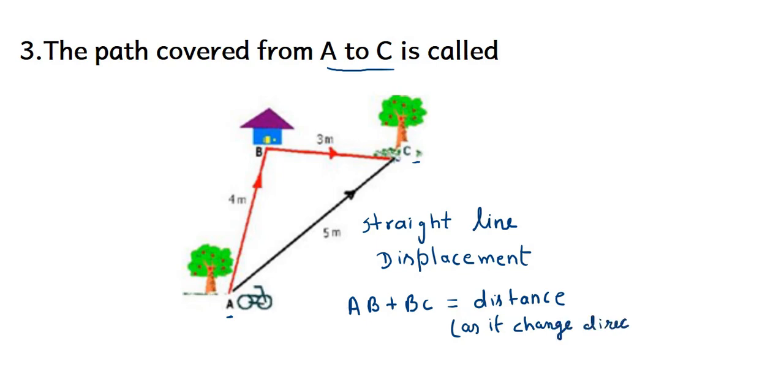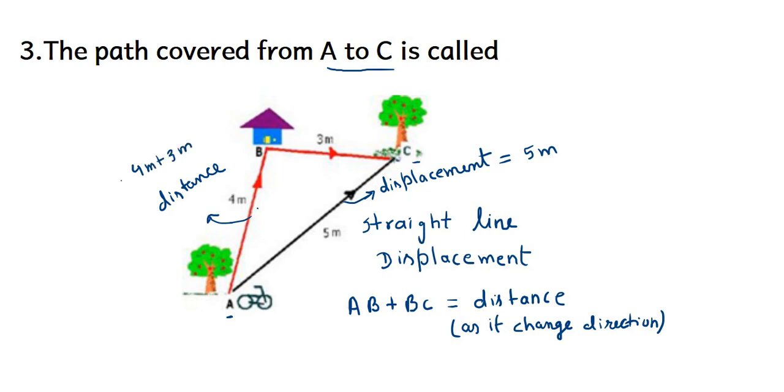And if an object does not change its direction during traveling, or it moves in a straight line only, it is called displacement. Now AB and BC together can be read as distance and AC can be read as displacement, although they both have the same sense. Now if we find the magnitude of displacement, it is 5 meter, but the magnitude of distance will become 4 plus 3, that is 7 meter.